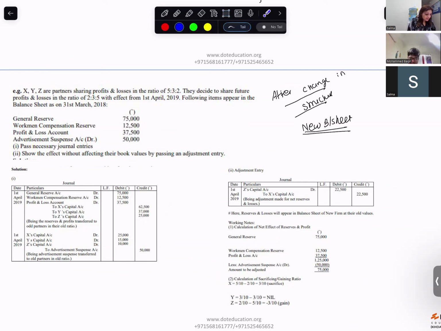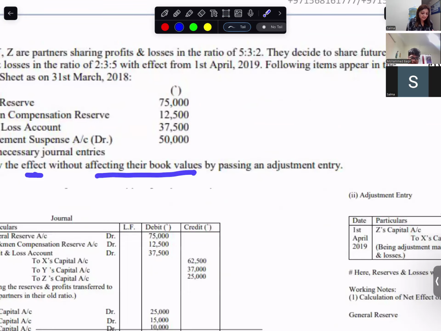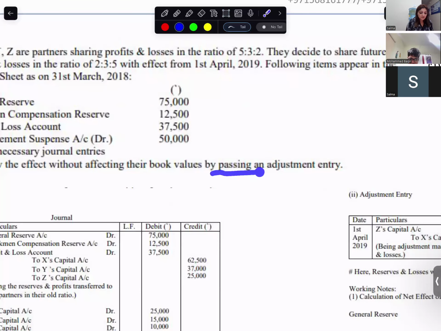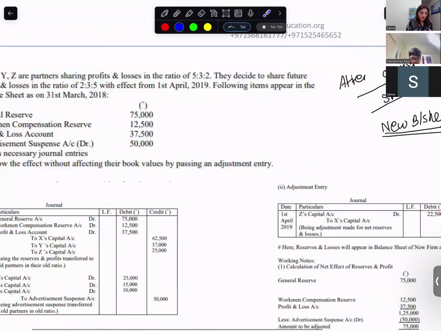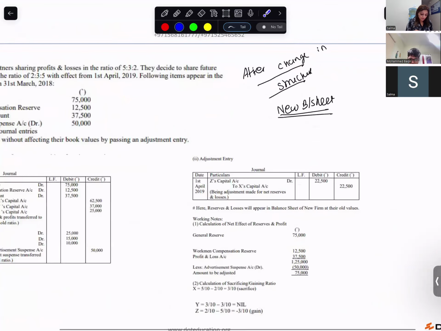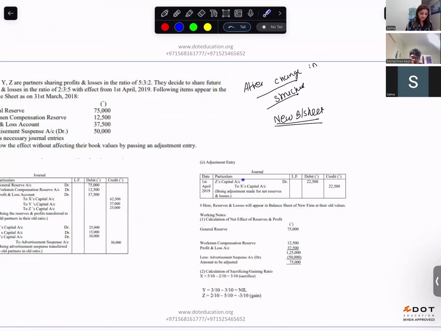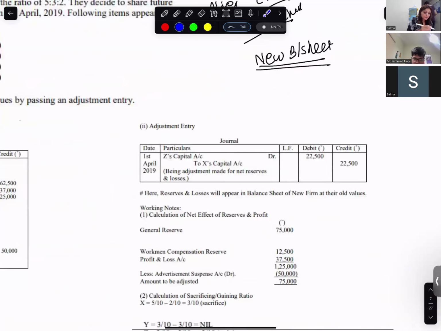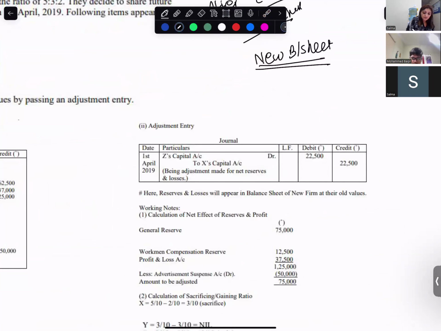So what are they asking you in your second part? Show the effect without changing the book values, without affecting their book values, by passing which entry? Adjustment entry. By passing adjustment entry. So how do you pass an adjustment entry? You do gaining partner debit to sacrificing partner credit. Okay. Are you with me? Yes, ma'am.